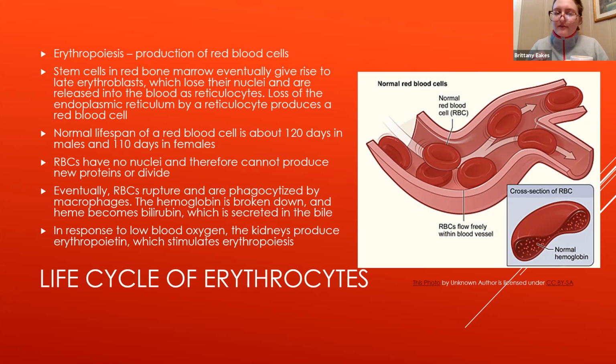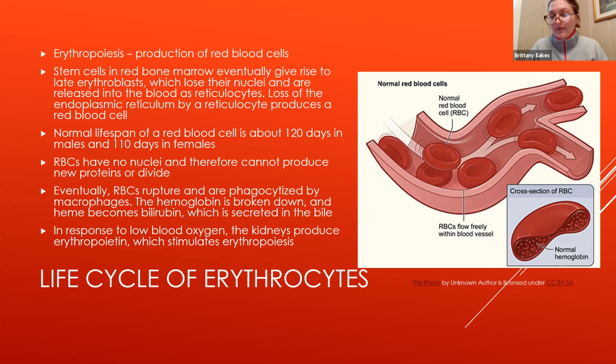So the blast isn't fully formed. They lose their nucleus. They're released into the blood, and then they lose their endoplasmic reticulum. After they lose that, it produces a red blood cell. The normal lifespan of a red blood cell is about 120 days in males and about 110 days in females. That's just because biologically, most of the time, males are larger than females, so they have a larger content. There are all these intricacies, but that's just normal. That doesn't mean everybody.